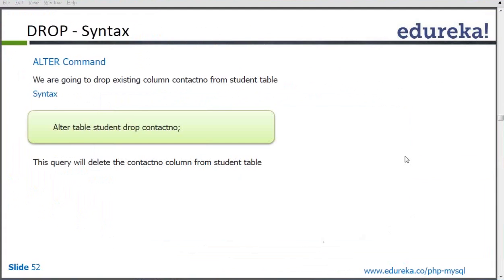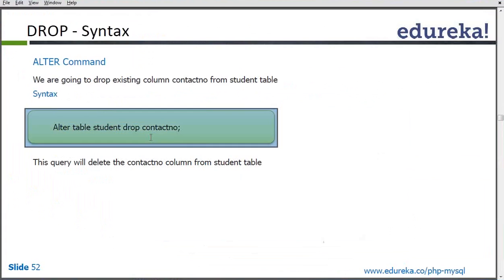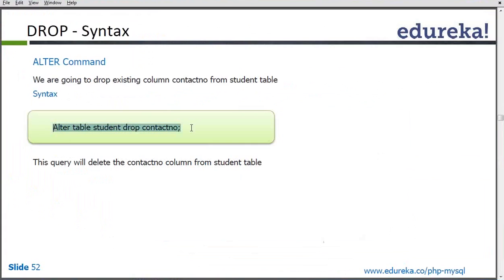You can drop any particular column. You can add a new column, or you can change the size of your column. You can change the type of your column. You can rename your column. So this is the first usage of alter command, that is dropping a particular column.